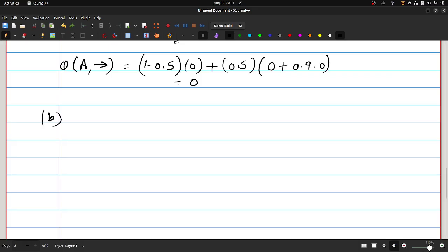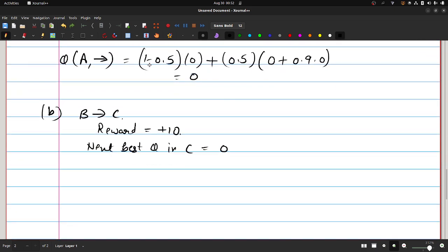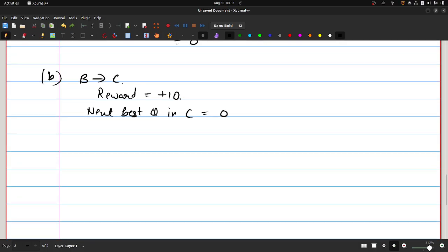Now in the next step, when we go from B to C, how much reward will we get? We will get reward plus 10. Reward is equal to plus 10. And what is the next best Q in C? It is also equal to 0, because in this table the Q value for C is equal to 0.